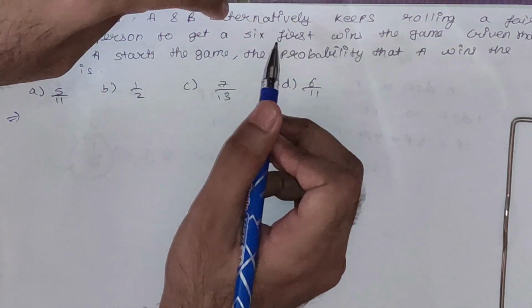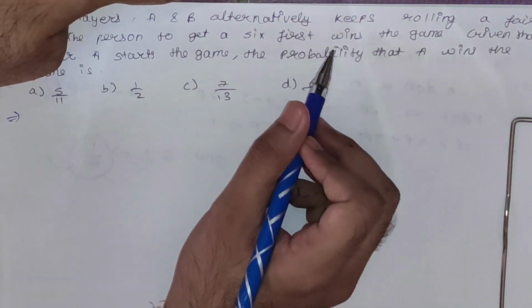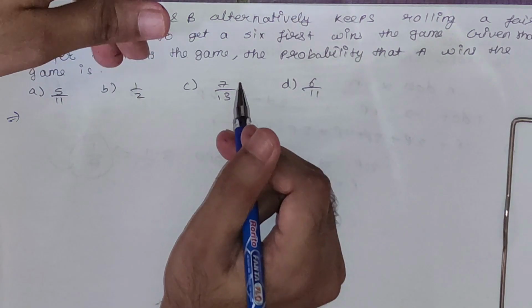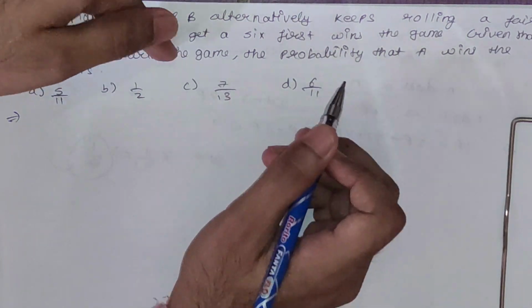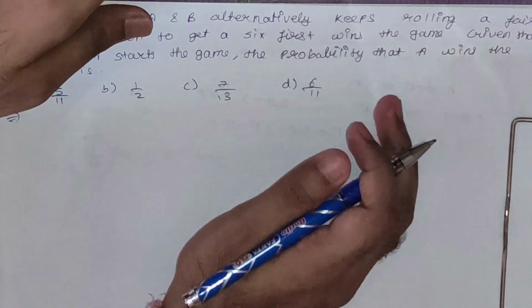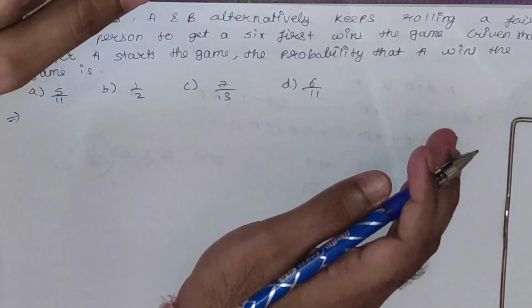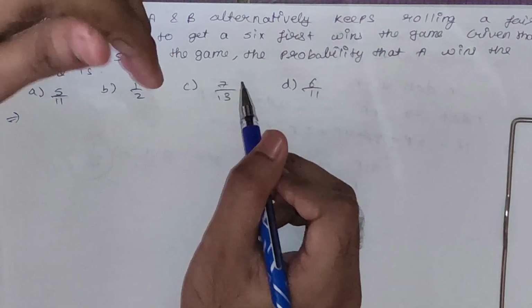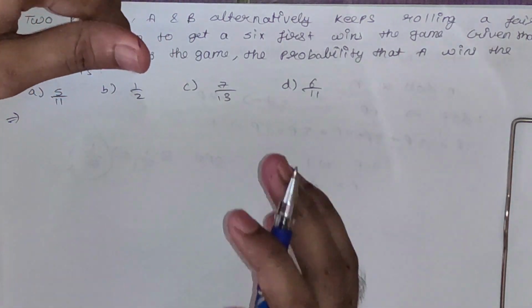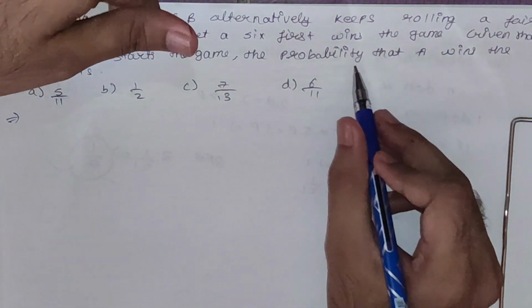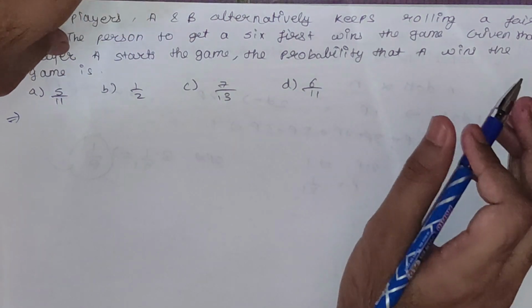We know that two players A and B are playing, alternatively rolling a fair dice. The person to get a 6 first wins the game. So if either A or B gets a 6 first, then that person wins the game. Given that player A starts the game, we have to find the probability that A wins the game.